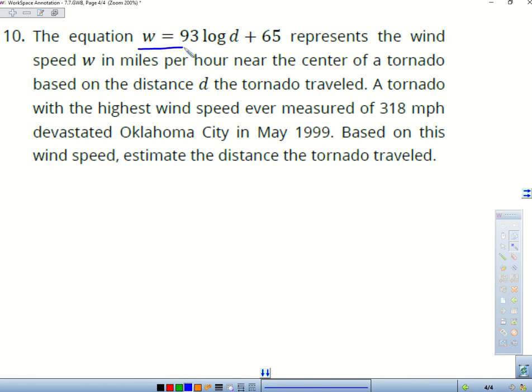So, if they give you an equation in a word problem, that's like hitting the jackpot in math, okay? You don't have to make your own equation, so very nice. It's barely even a word problem at this point. That means they're going to give you at least one piece of information.